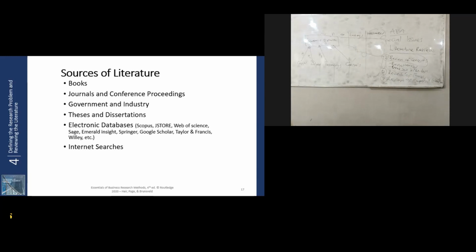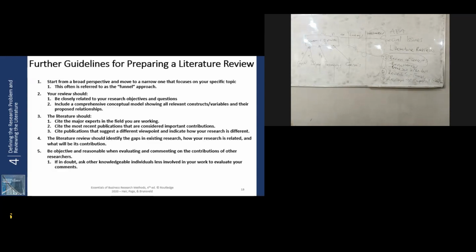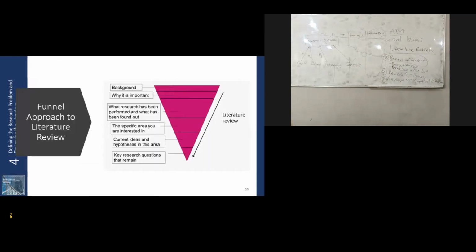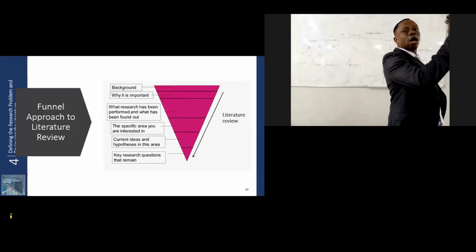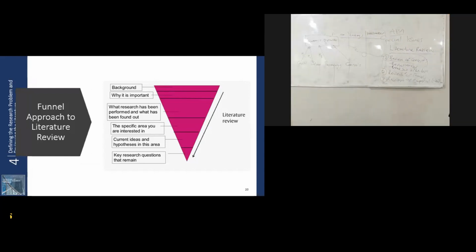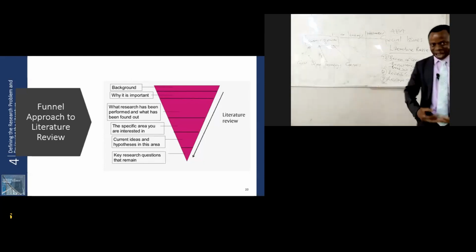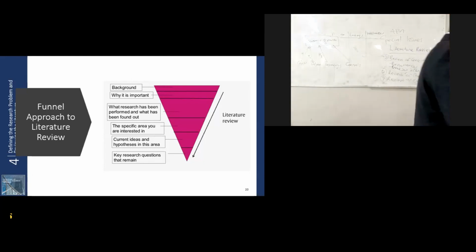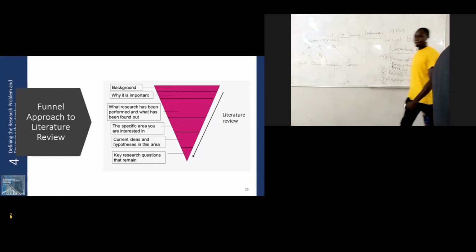We usually say that the literature review should follow the funnel approach, whereby you start from a very broad perspective, laying the background, the foundation, indicating why it is important to do the review or why the topic is important. Then you talk about what research has been performed and what has been found. So you are now recounting what? Existing literature, telling us what has been done and what they have found out.